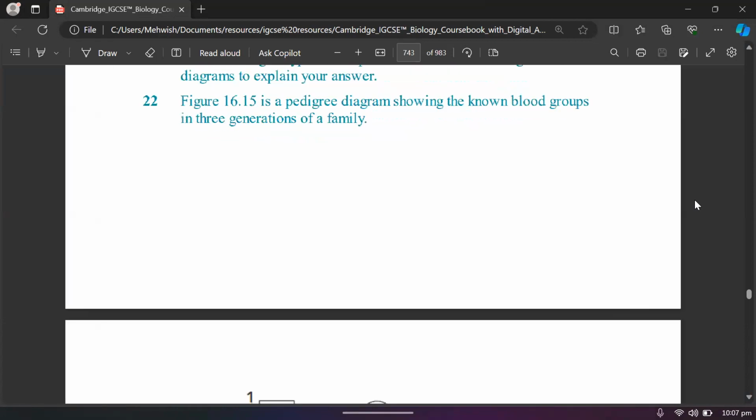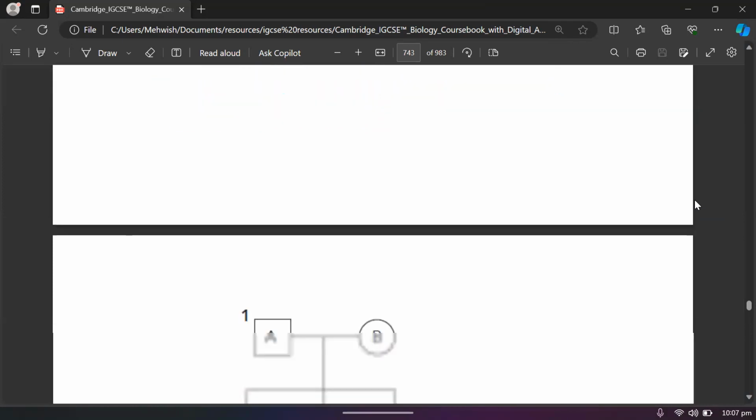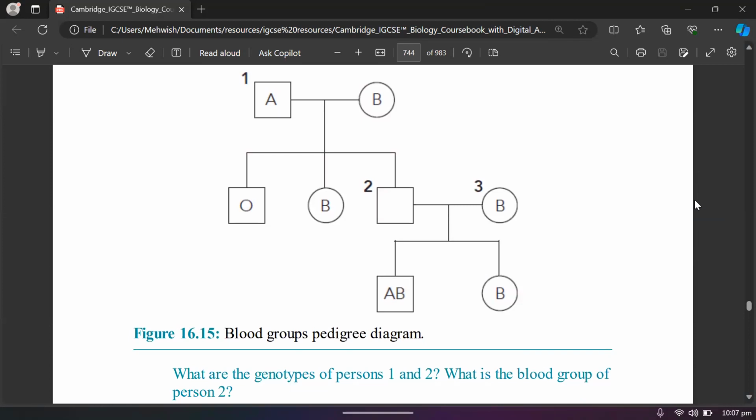Figure 16.15 is a pedigree diagram showing the known blood groups in three generations of a family. We have discussed pedigree diagrams in our previous lessons. This is a pedigree chart, and I'll explain how it needs to be evaluated. The square is always for the male, and the circle is always for the female. This male has married this female, and they produced the next generation of two boys and one girl. The parental blood group phenotypes are blood group A and blood group B.